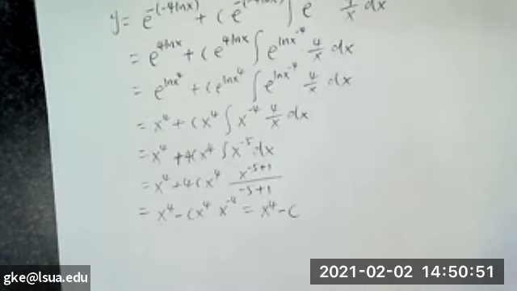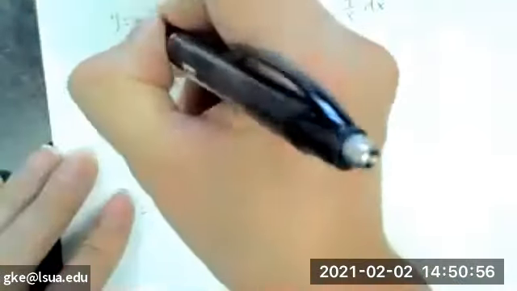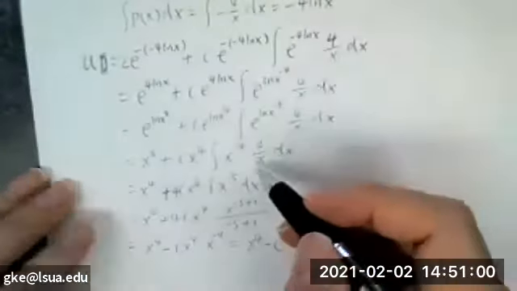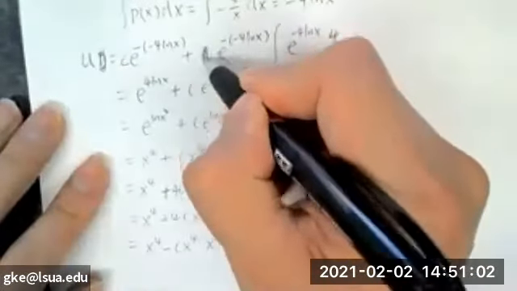Oh, sorry, I'm making a mistake here. Supposed to be the C here. Sorry. Here's a U. I'm making a mistake. C shouldn't be here.